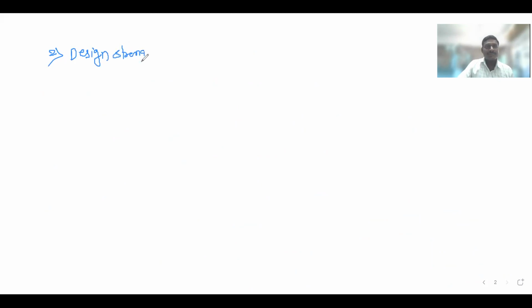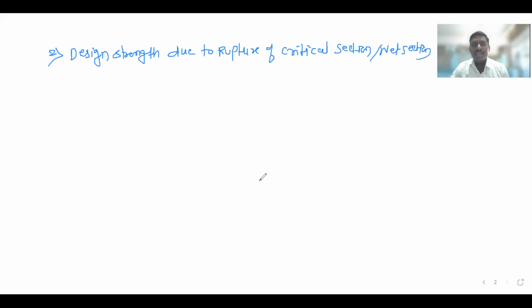Design strength due to rupture of critical section, or we can call it the net section. Design strain due to rupture of critical section or net section. Now here this is the very important failure. So how rupture happened? That we have to know.